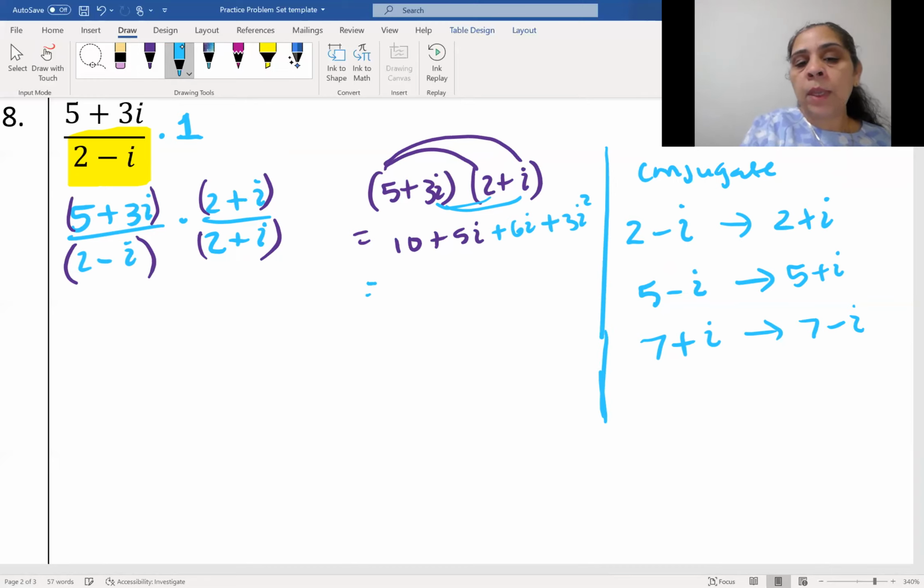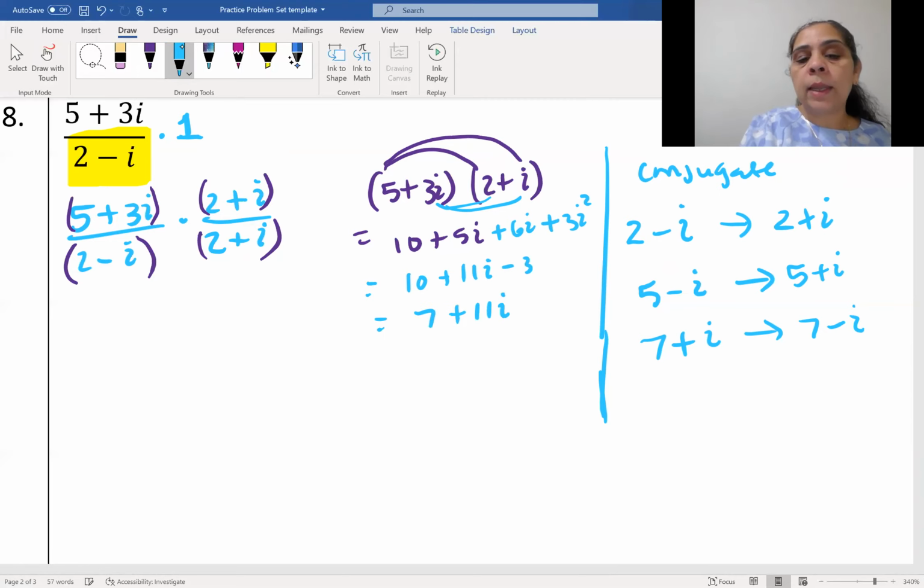So now we can combine like terms. 10 plus 11i minus 3, since i squared is negative 1. So now we can say 10 minus 3 is 7 plus 11i. So in the numerator, we found 7 plus 11i.